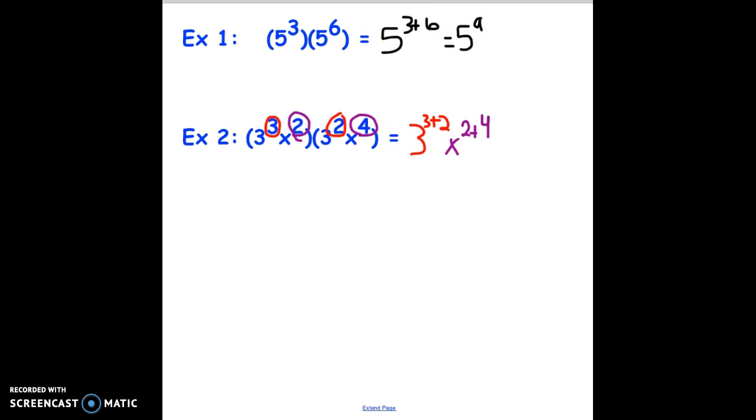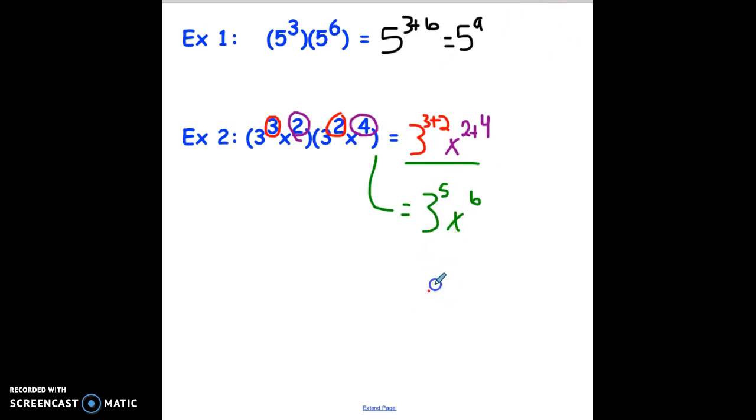Now this step you do not actually have to write out every time. I'm just doing it so you can see what's happening right now. You can go from this original problem directly down here to the answer of 3 to the 3 plus 2 is 5, and x to the 2 plus 4 is 6. So that's 3 to the 5th, x to the 6th.